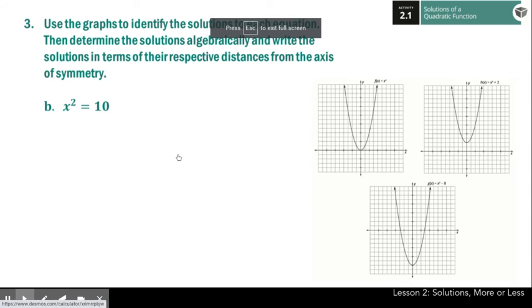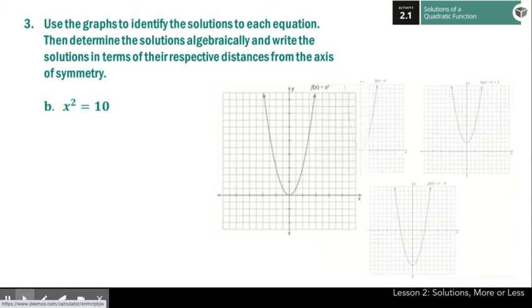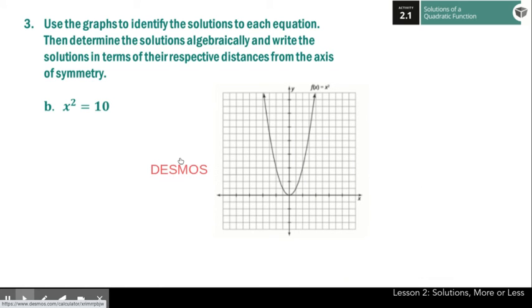In 3b, we're asked to solve x squared equals 10. So that's just the parent function. That's going to be graph f of x. So I'm going to take the square root of both sides, and I get plus or minus radical 10.